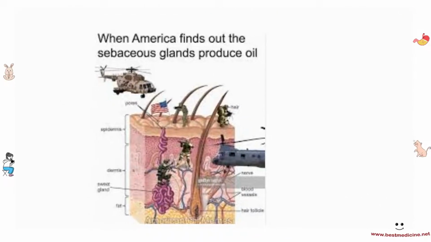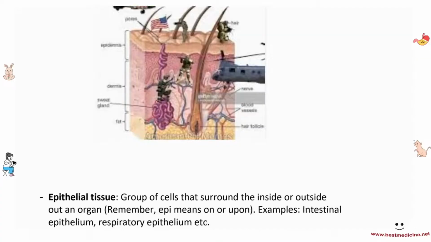Okay, here's a meme. When America finds out sebaceous glands produce oil. Sebaceous glands are present in the skin right next to hair follicles, and they secrete an oily substance. You ever heard of people having oily skin? That's because their sebaceous glands are producing oil, okay?